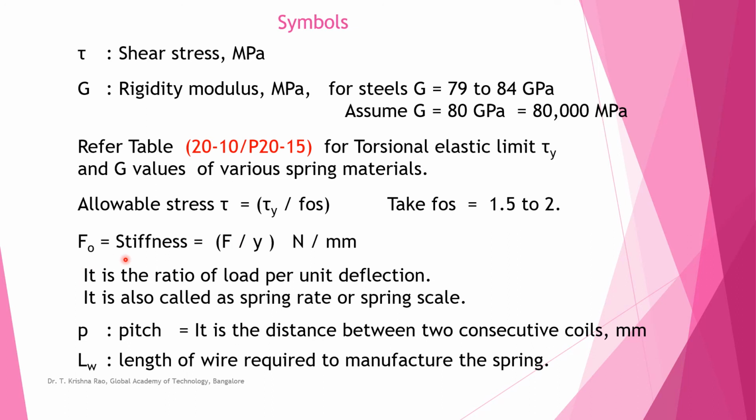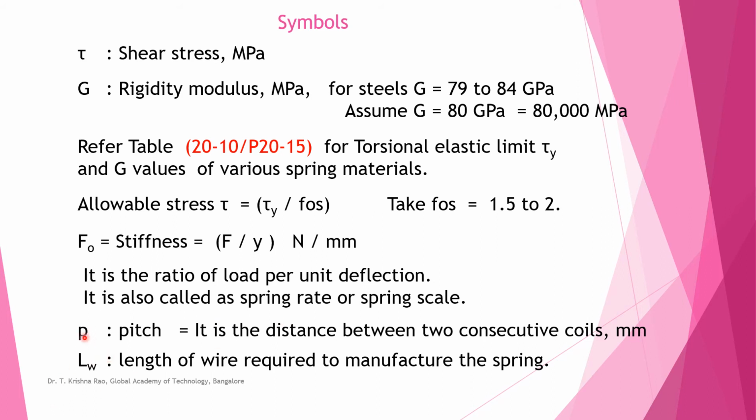We also define a term called F naught, which is called stiffness. Stiffness is load required for unit deflection. Load required for unit deflection, F by Y, is called stiffness. It is the ratio of load per unit deflection. It is also called as spring rate or spring scale.